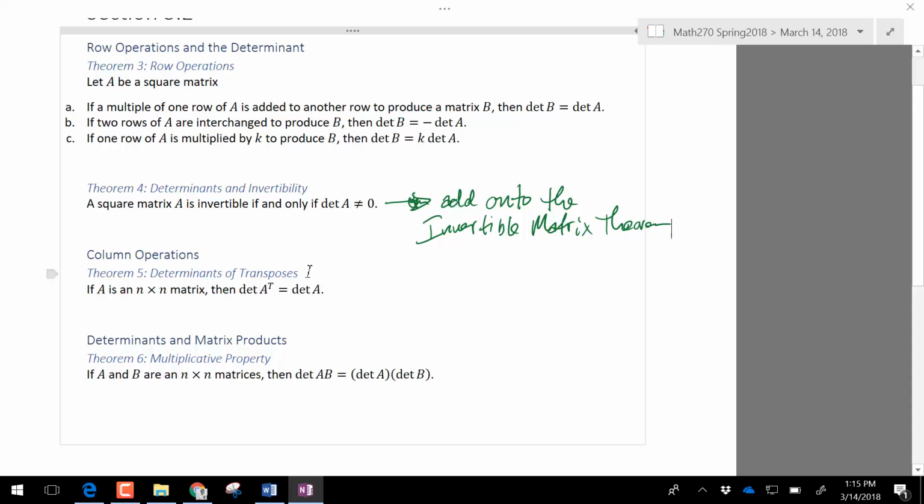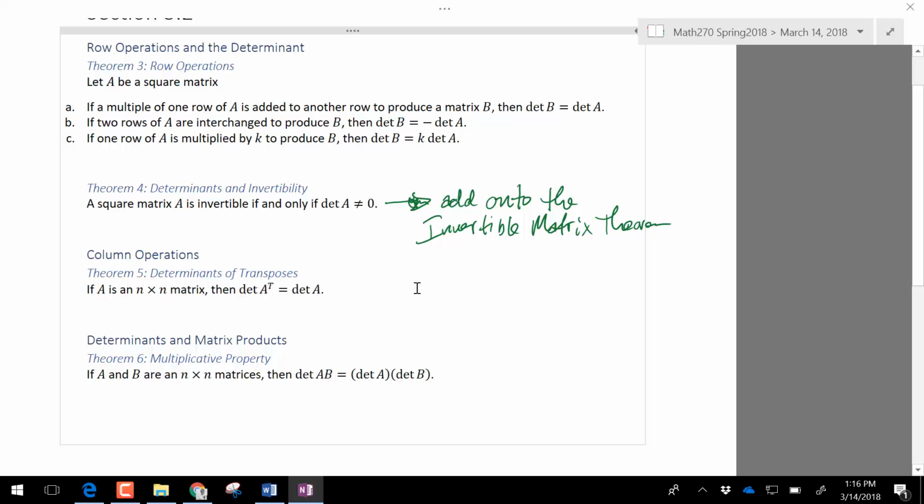Some column operations. Now, we've been talking about elementary row operations. You can take the transpose and do elementary row operations and essentially do column operations that way. And so it might be good to know that the determinant of the transpose is equal to the determinant of the original matrix as well.